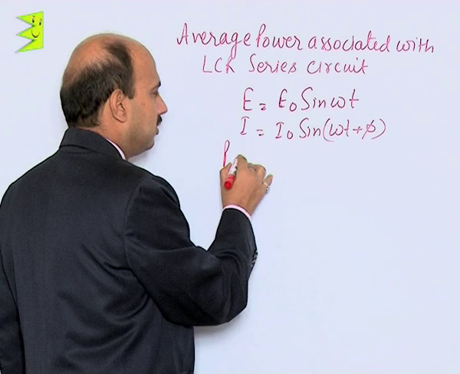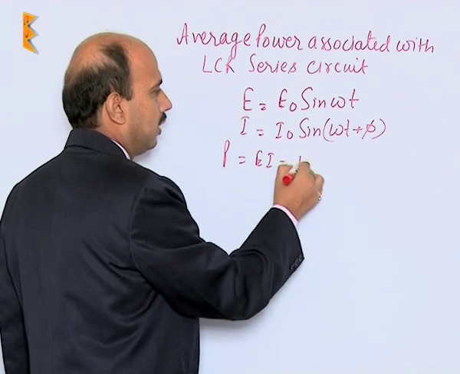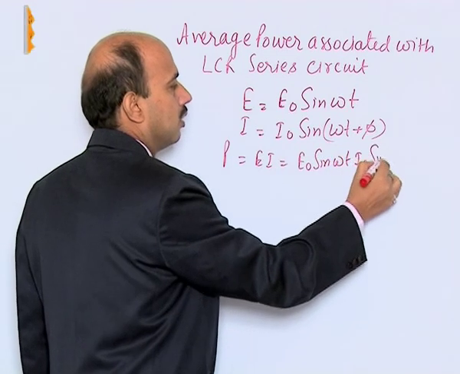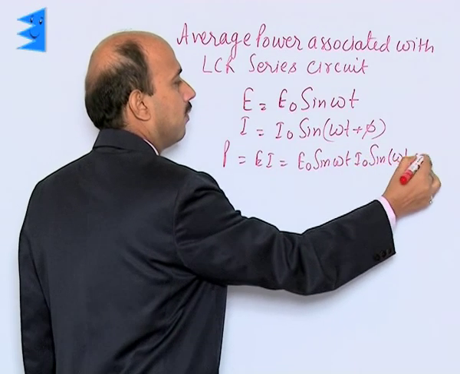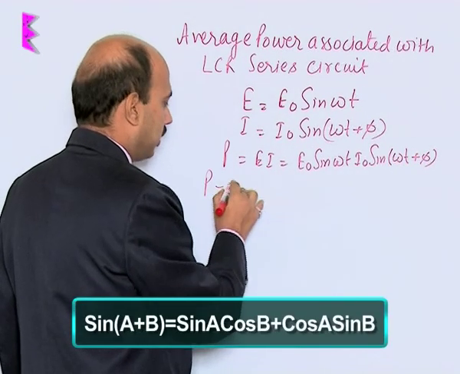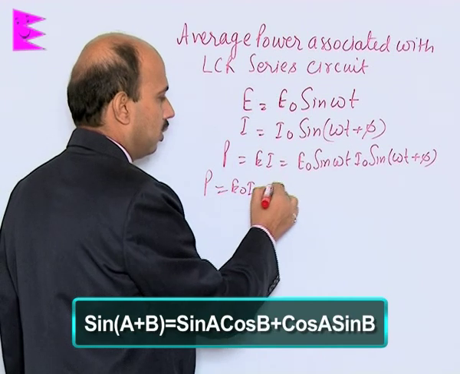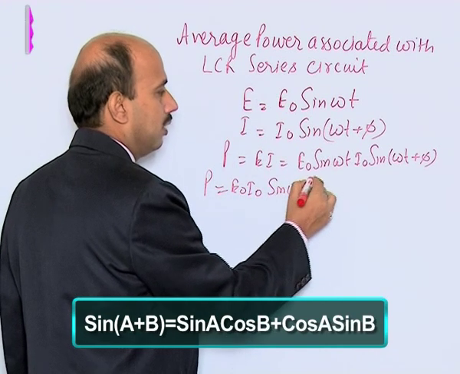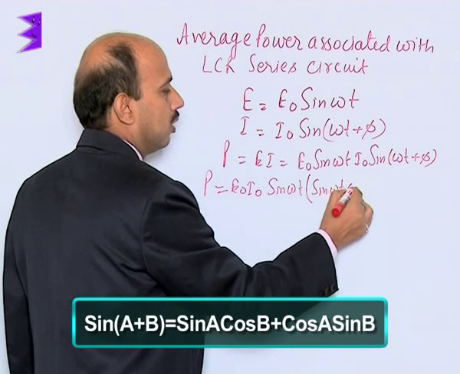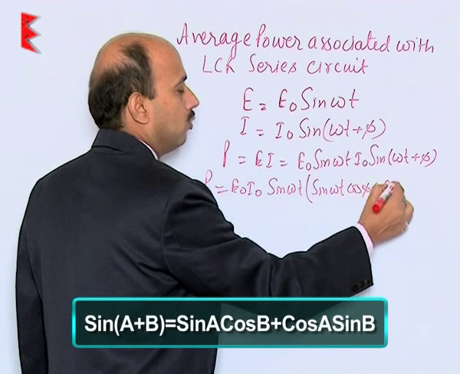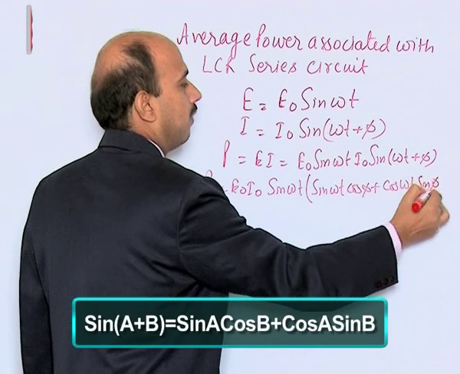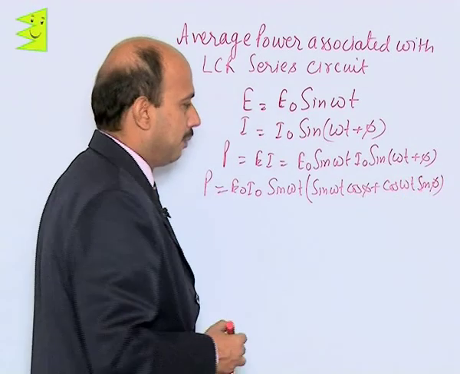Then the power at any instant can be written as E into I, that is E₀ sin ωt and I₀ sin(ωt + φ). We can solve it: P = E₀I₀ sin ωt, and here we can break this sin(ωt + φ) into sin ωt cos φ plus cos ωt sin φ. I have used the sin(A + B) formula.